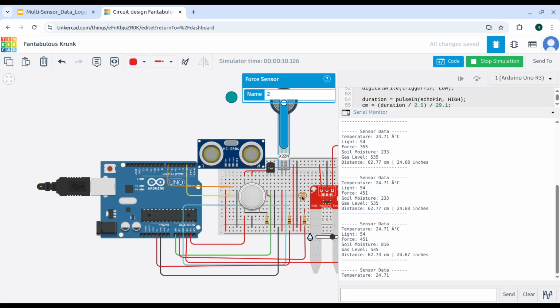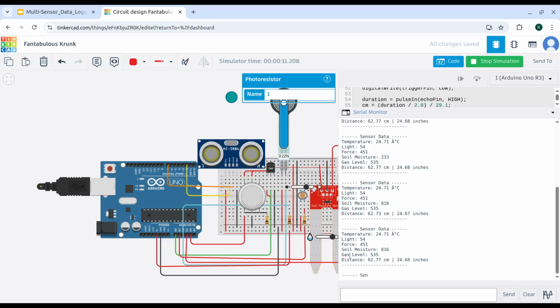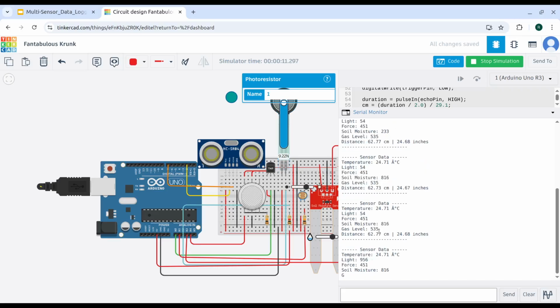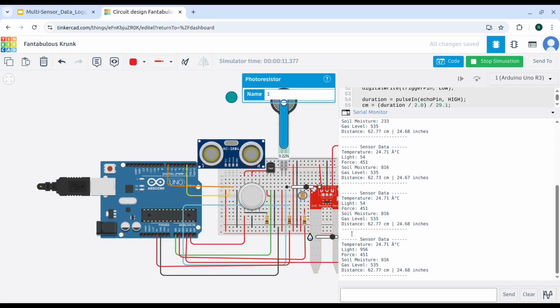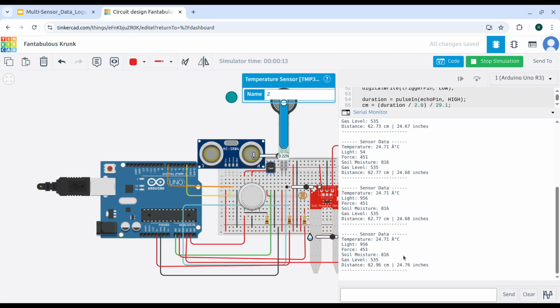And this, just vary. Now its light value should change. Initially we had 54. Now 956. And temperature value also vary. And see the changing. And gas level. So all values are changing, right?